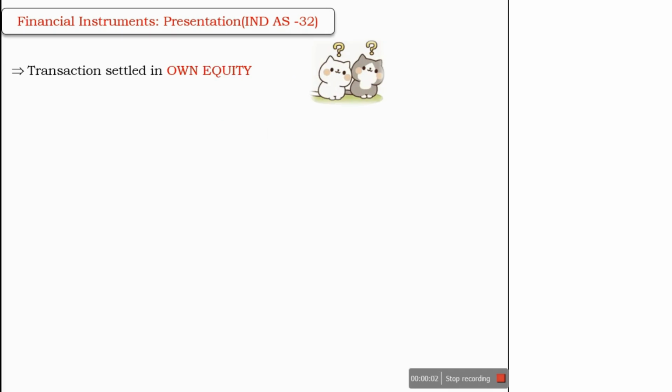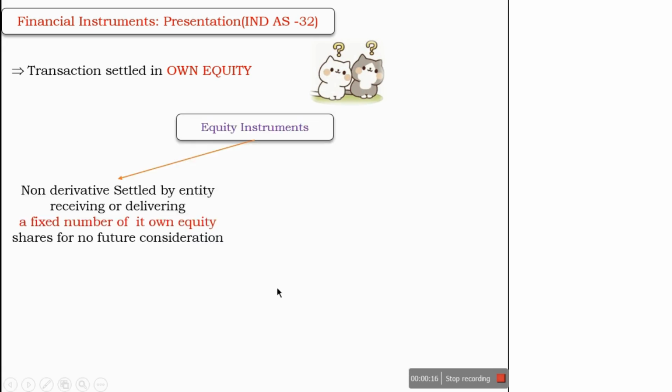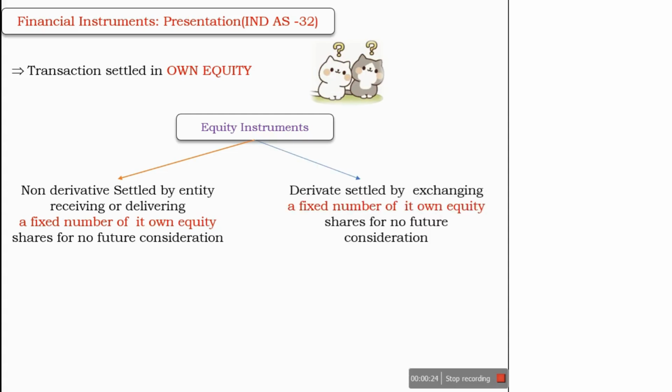When we are classifying transactions between equity instrument and financial liability, and the transaction involves settlement in equity, we need to check whether the fixed-for-fixed rule is matched or not. If the fixed-for-fixed rule is matched, it will be classified as an equity instrument. For example, if it is settled by the entity receiving or delivering a fixed number of own equity shares, or by exchanging a fixed number of own equity shares that does not have further consideration payable from the point of view of the entity, in that case the instrument will be classified as an equity instrument.